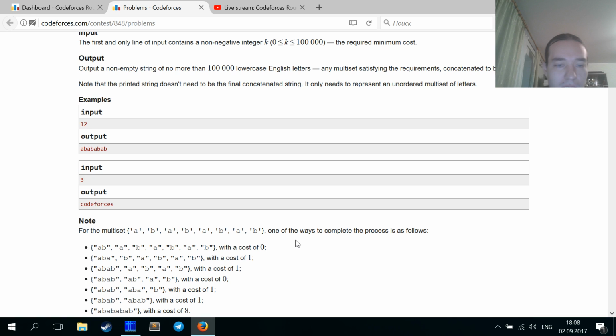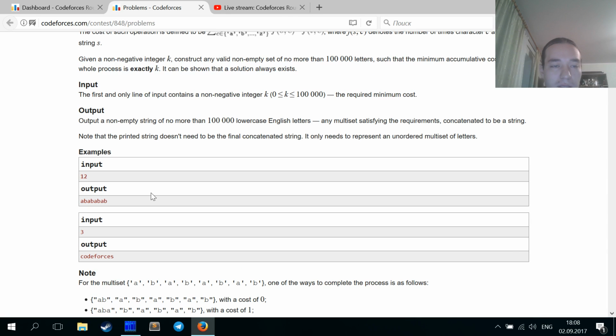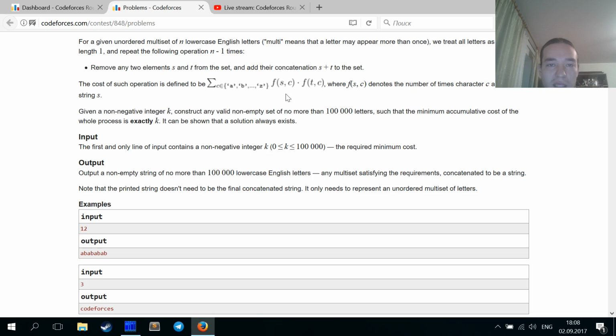So you have to construct a string. You have a bunch of letters, and in your multi-segment you can merge two strings by paying some product. So for each character you are paying. If you are merging string S with string T, you pay, for each character, how many times it's present in the first string and in the second string, and then you're paying the product.